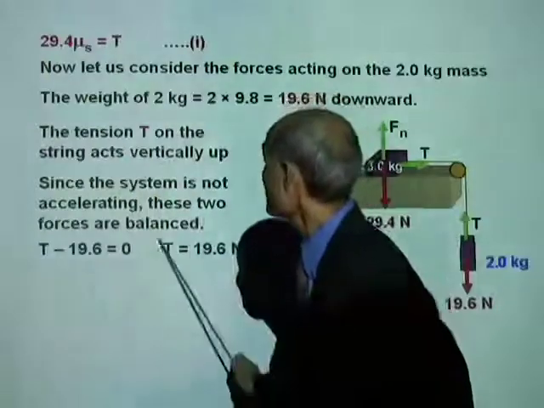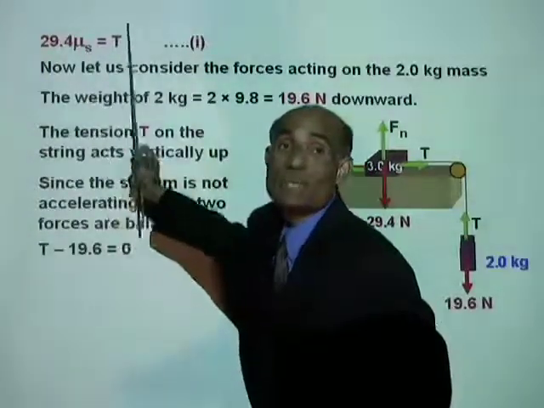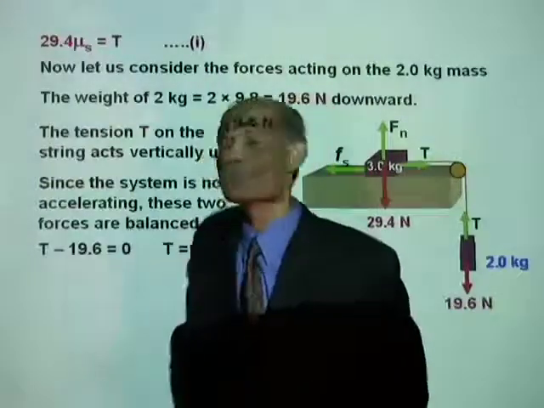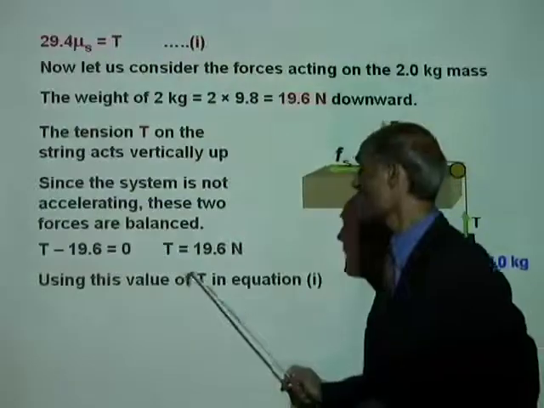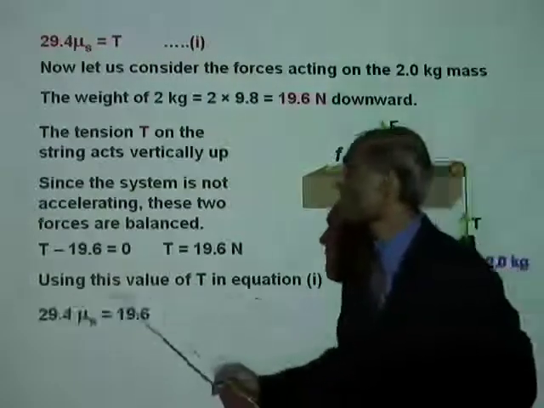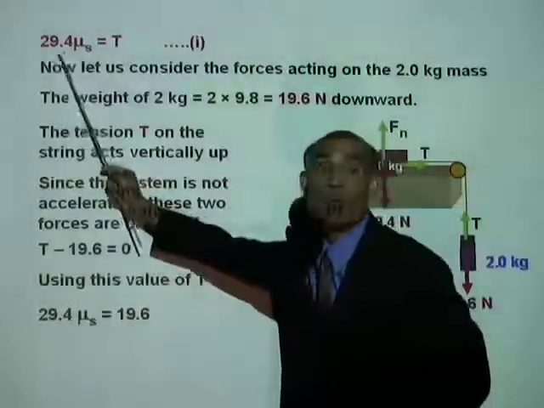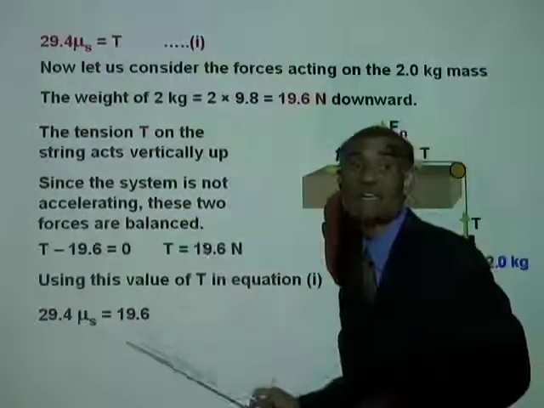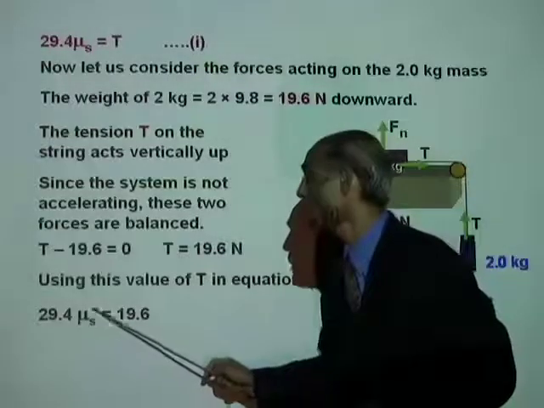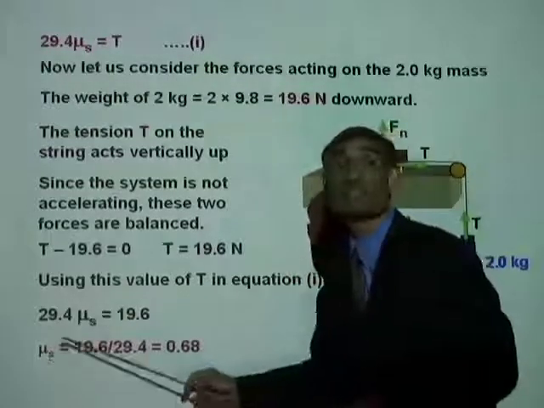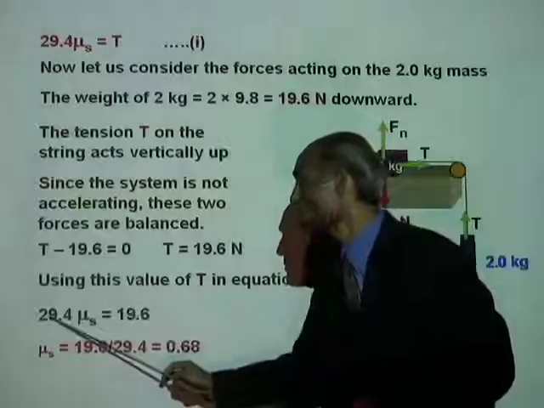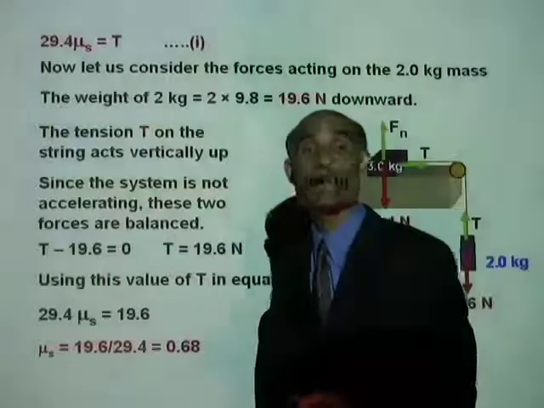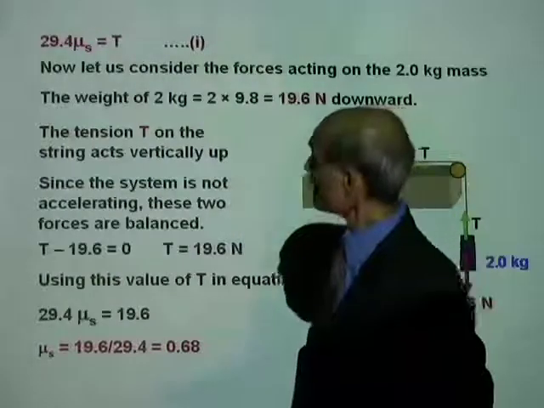Well, once you have the value of T, you can now take it to equation 1 and calculate the value of mu s. So using this value of T in equation 1, we have 29.4 mu s equals T, which is 19.6. Therefore, what is mu s? Mu s is 19.6 divided by 29.4, that is 0.68. Okay.